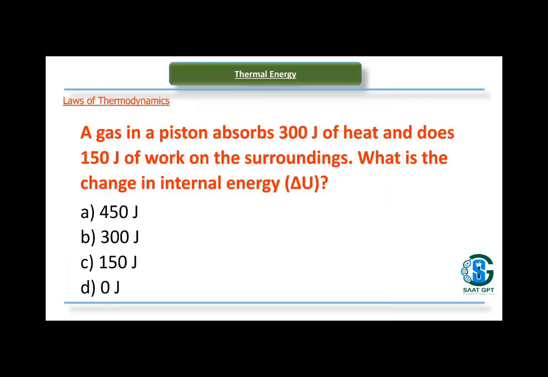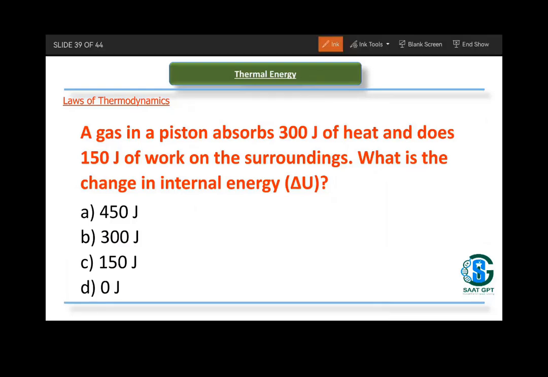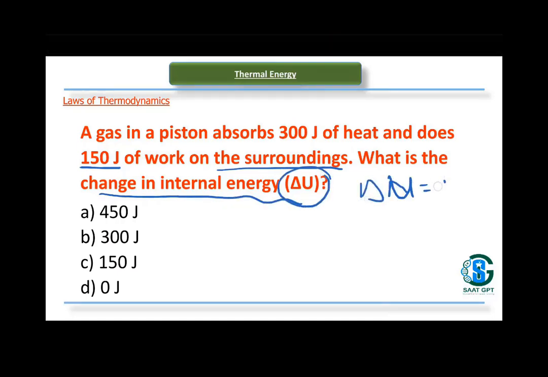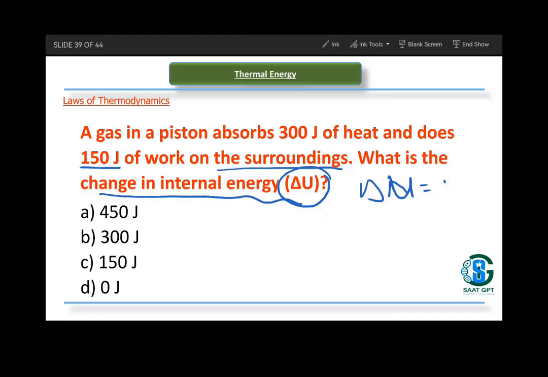A gas in a piston absorbs 300 joules of heat and does 150 joules of work on the surroundings. What is the change in the internal energy, delta U? We said delta U is equal to Q, the heat amount, minus the work done. The heat amount is 300 and the work done is 150. So it will be 150, the change in internal energy of the system.